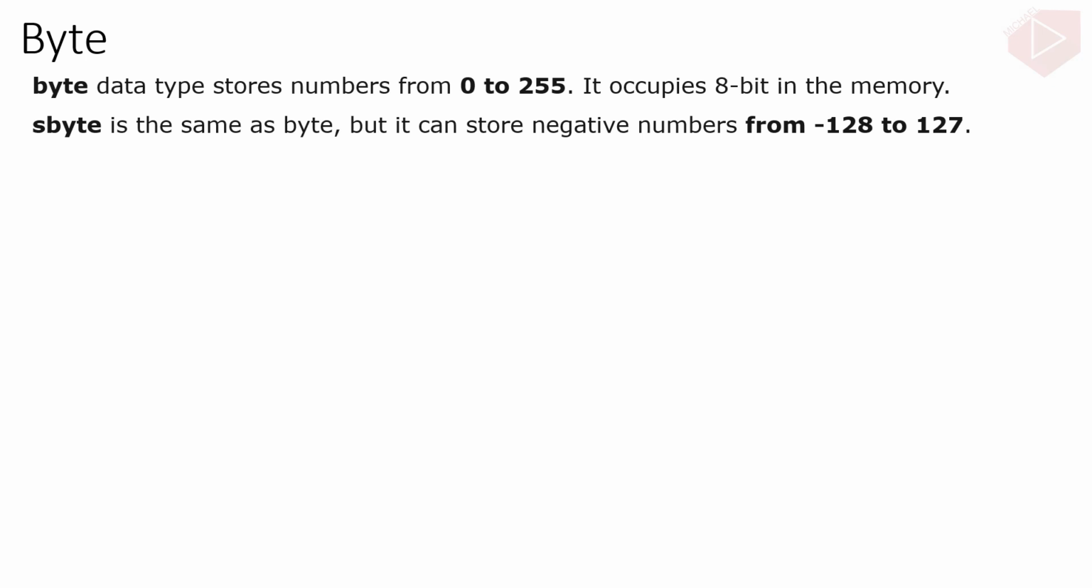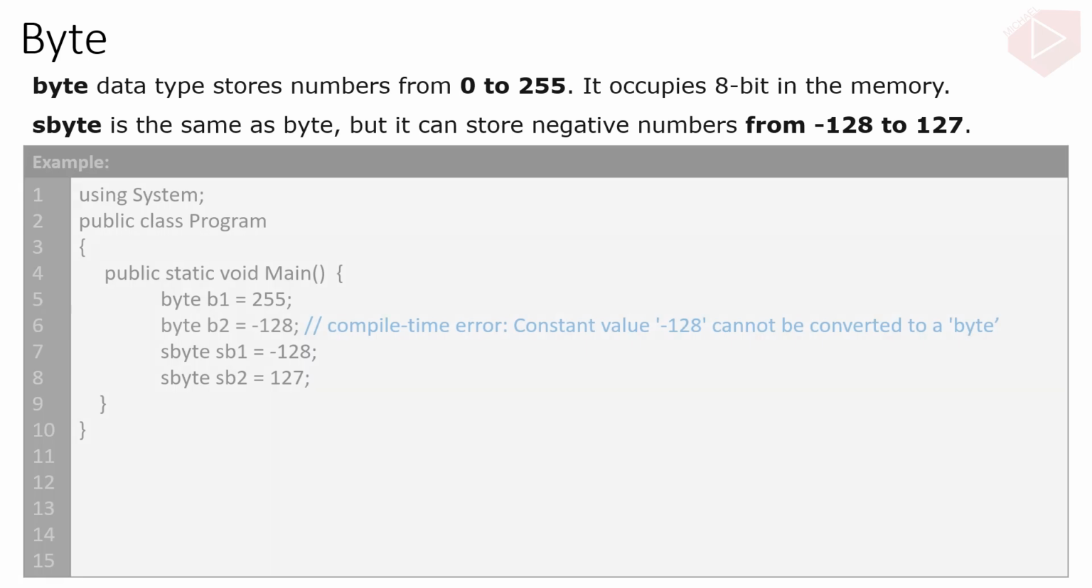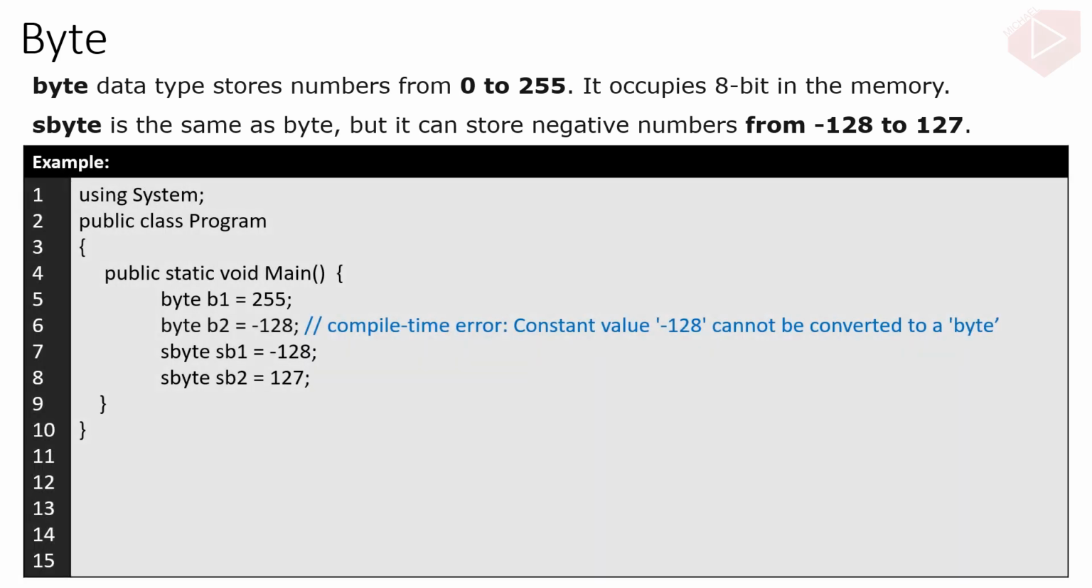The sbyte is the same as byte, but it can store negative numbers from -128 to 127. When we try to run this code, the compiler will give us a compile time error, because we are trying to assign -128 to a byte that can only hold up to 255.